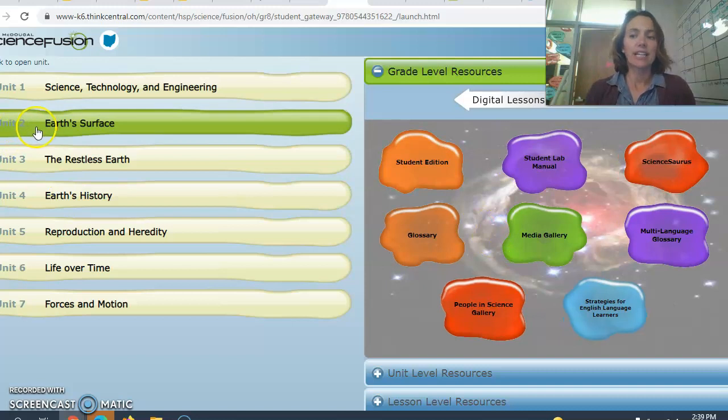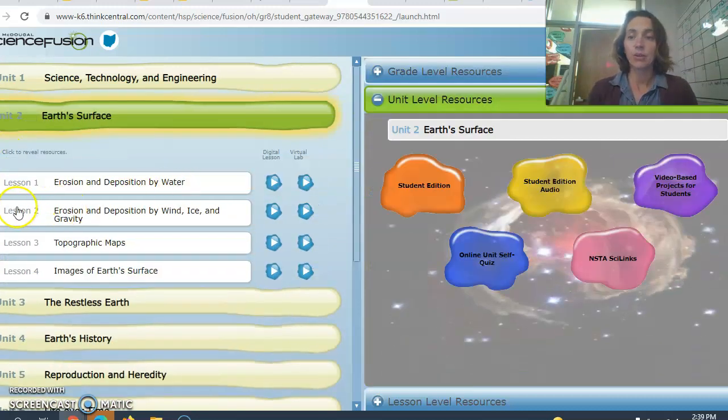Next step, click on Unit 2, Earth's Surface, and you are going to go to Lesson 2, Erosion and Deposition by Wind, Ice, and Gravity. And you are going to select Virtual Lab.